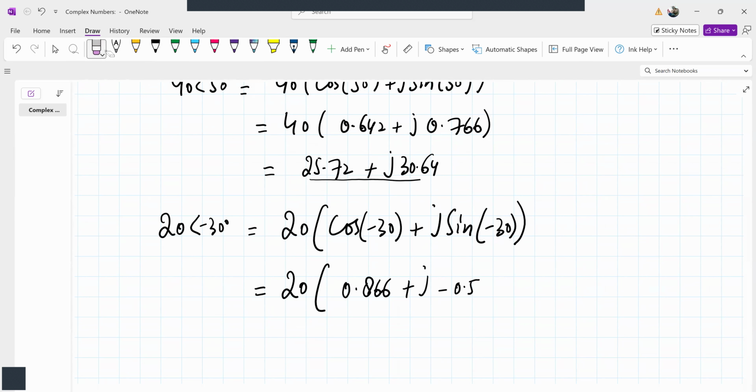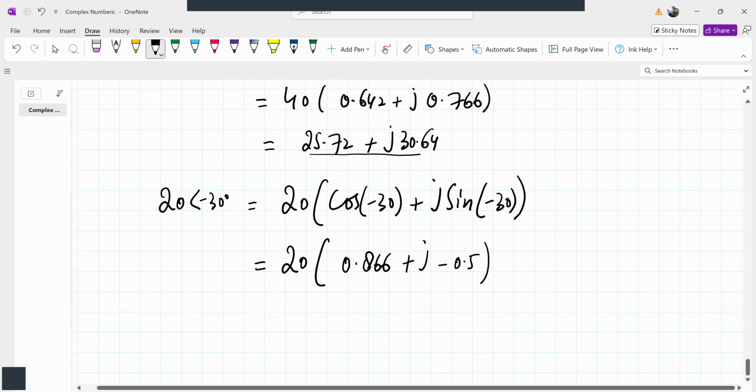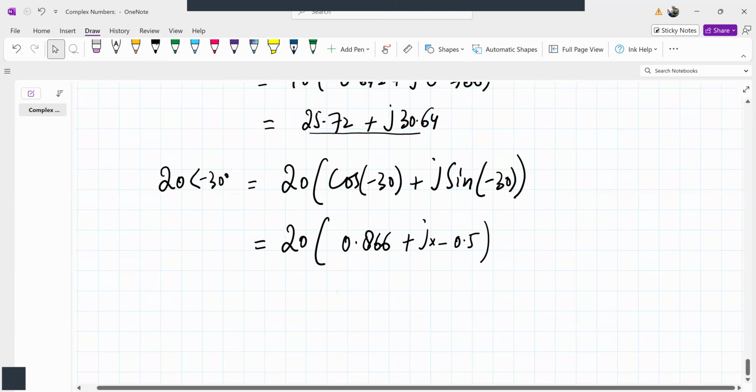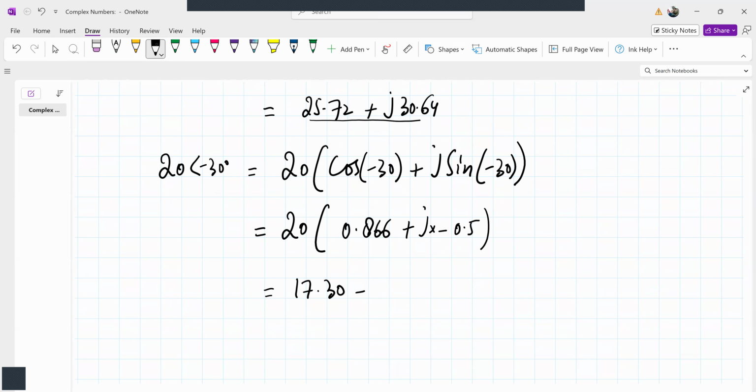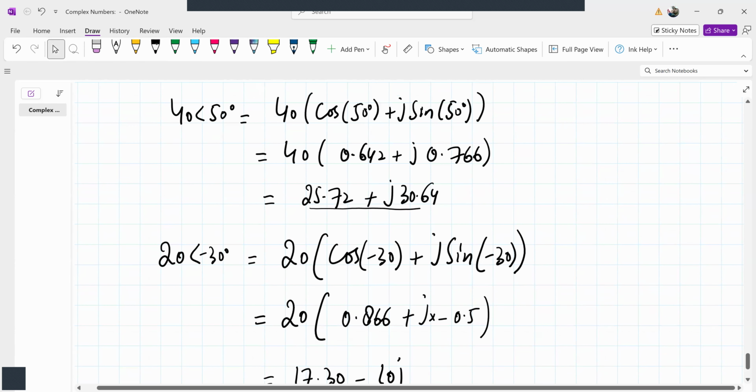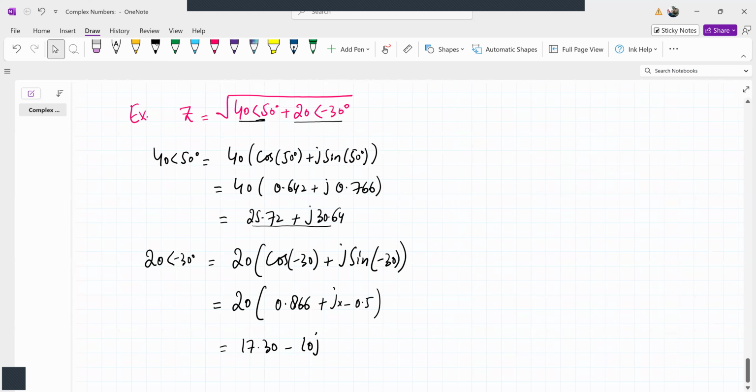Multiplying this, we'll get 17.30 minus 10j, since 0.5 multiplied by 20 is 10, still minus 10. So now we have converted the two parts of this complex number: 20 at an angle of minus 30 is equal to this, and 40 at an angle of 50 is equal to this.